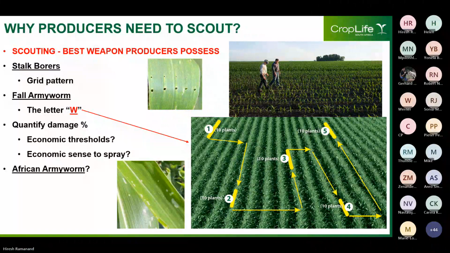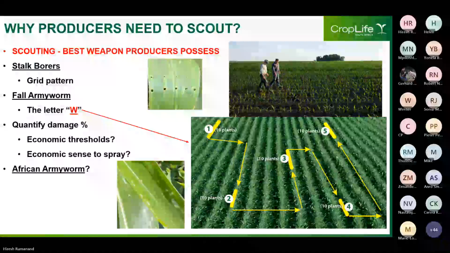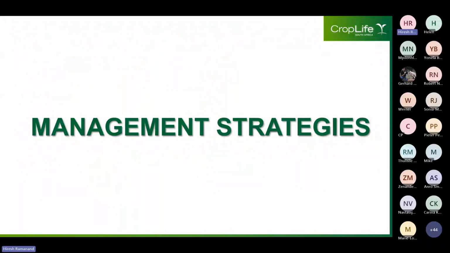Okay, so now this is where it gets interesting for most who have dialed in, because this is now really where all the pieces of the puzzle come together under management strategies.